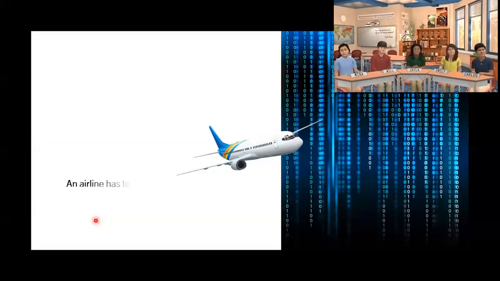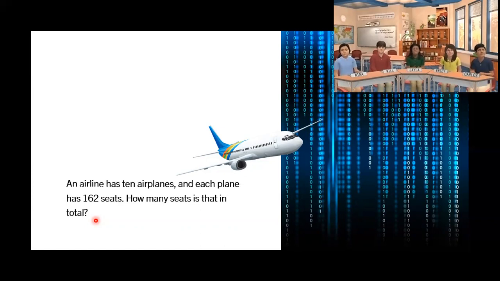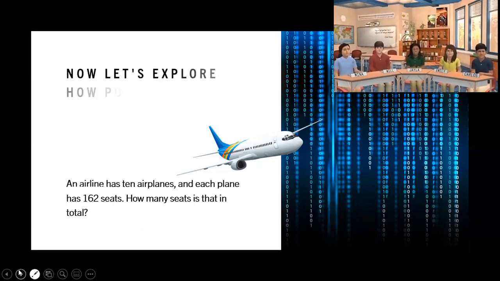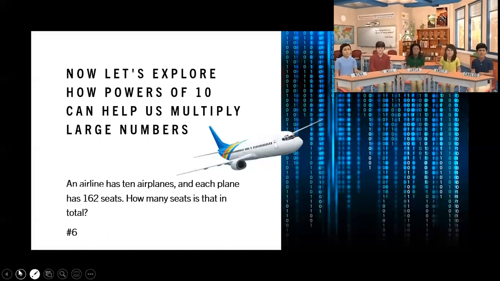Let's have a plane ride. I have a question for you and I want to do mental math right now, because we just figured out how the power of 10 works. An airline has 10 airplanes and each plane has 162 seats. How many seats is that in total? 1,620. Very good job.